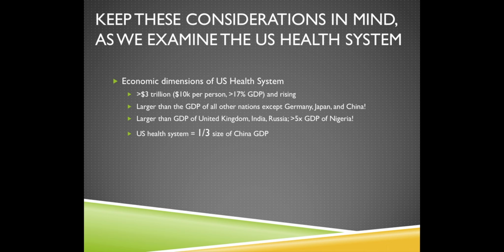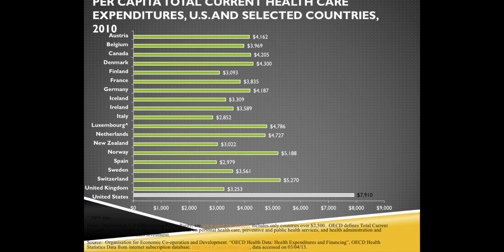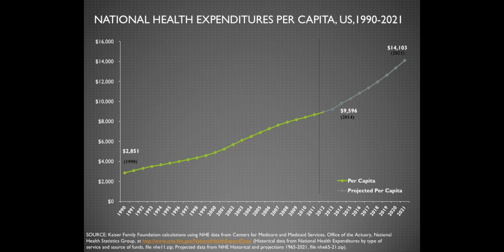Now keep these considerations in mind as we examine the healthcare system. We spend more than $3 trillion on healthcare, which is more than 17% of our GDP. Don't forget that only about 2%, and some years less, is spent on prevention. So 17% of our GDP is larger than the entire GDP of all other nations except Germany, Japan, and China, but is still a third of the size of China's GDP. So now review these next slides to begin to understand what in the world we're spending our healthcare dollars on.